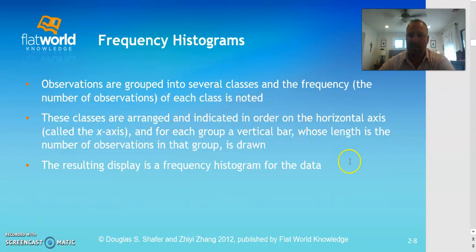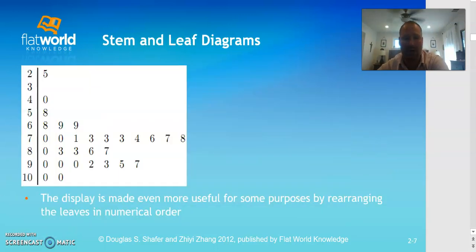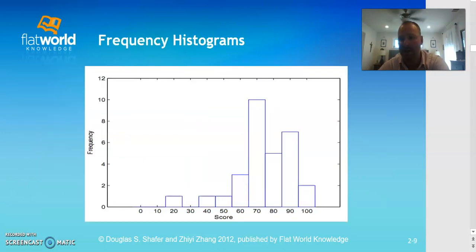Observations are grouped into several classes and the frequencies of each class. These classes are arranged and indicated in order on the horizontal axis. Okay, so this is the frequency histogram. So basically this is what I was talking about. All we did was take this and flip it on its side and we get the histogram. And notice, like we had pointed at earlier, 70 has the most values here.